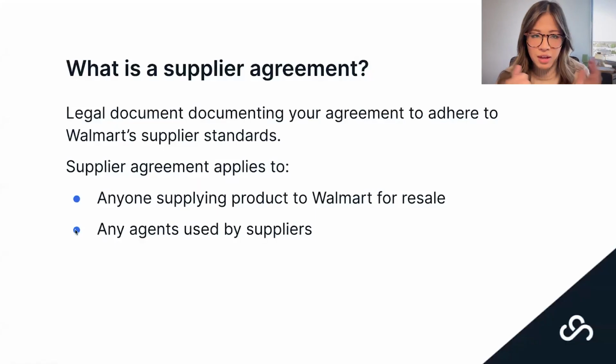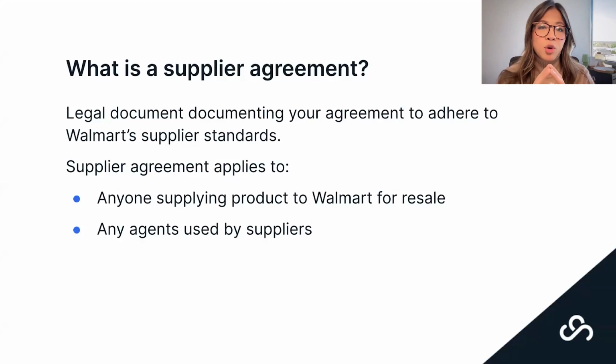So let's go ahead and dive into it, starting with, again, the basics of what a supplier agreement actually is. As I mentioned, if you are doing any kind of business with Walmart, just about, you are going to have a supplier agreement. It's essentially a legal document that binds both you and Walmart to adhering to specific supplier standards as well as different terms that you both mutually agree upon within that particular document.